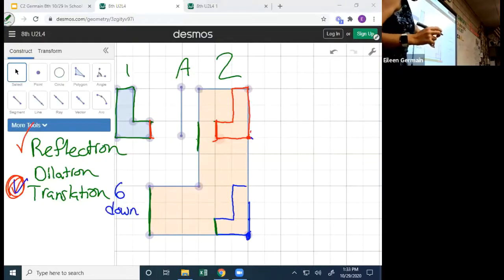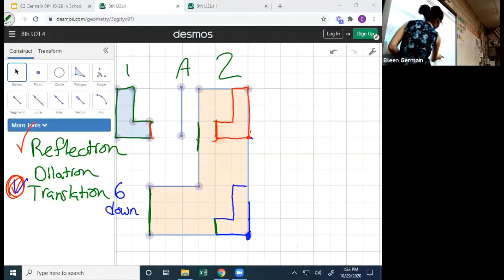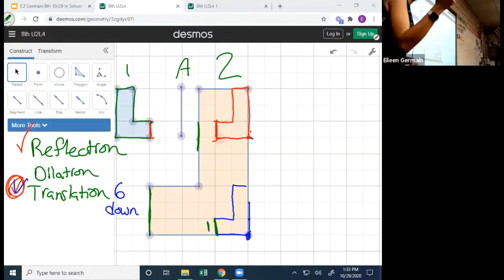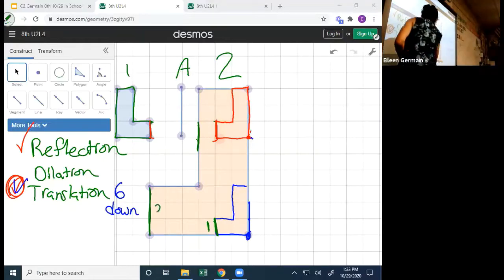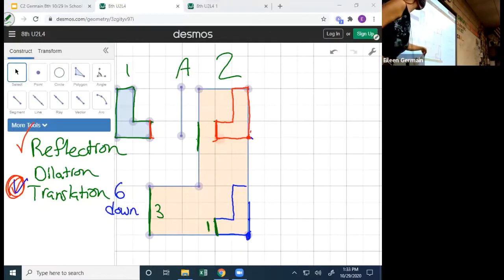So what's the length on the smaller one? 1, right? So it goes from a distance of 1 to a length of how many on the bigger one? 3. So what number do I need to multiply by to get from that smaller distance over here to this bigger distance right here?